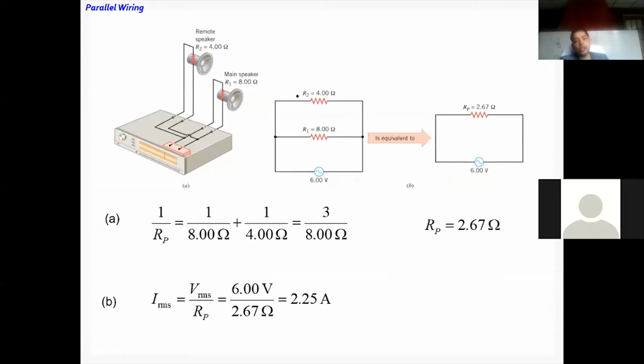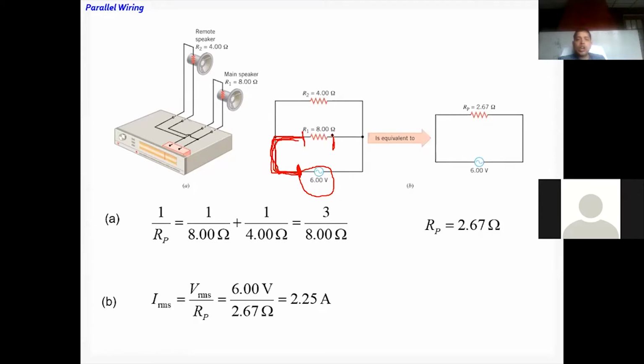Exactly, because if this is the V, right? Then what is the V between these two points? The 6 again, right? Because this point is effectively this point, because they are simply connected by wire. Wire is practically resistance-less. They don't have resistance. That's why when you connect by wire, these two points are exactly the same point.